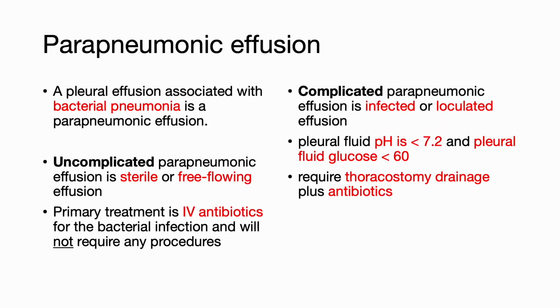A pleural effusion associated with bacterial pneumonia is a parapneumonic effusion. It can be uncomplicated or complicated. Uncomplicated parapneumonic effusion is sterile or free-flowing effusion. Primary treatment is IV antibiotics for the bacterial infection and will not require any procedures. Complicated parapneumonic effusion is infected or loculated effusion. It's generally related to a pleural fluid pH of less than 7.2 and a pleural fluid glucose of less than 60. It requires thoracostomy tube drainage plus antibiotics.